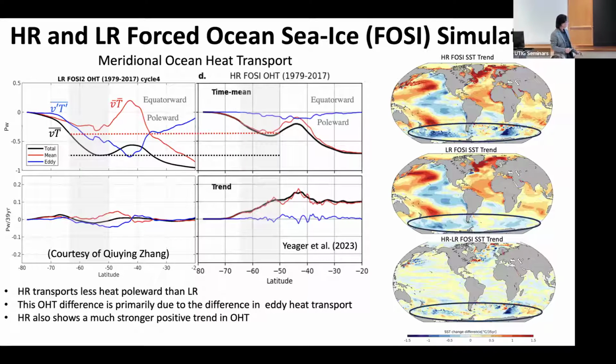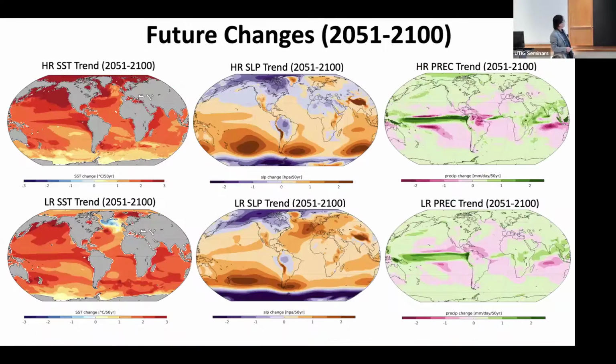So our current hypothesis is that perhaps the ocean heat transport and the cooling in the Southern Ocean, the different model physics in the ocean, is really responsible for the increase in cooling trends. Okay, so what about the future, right?